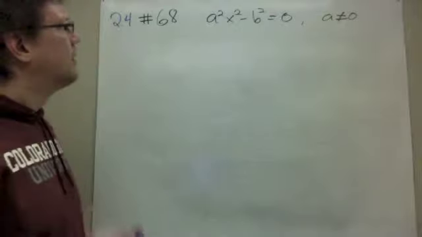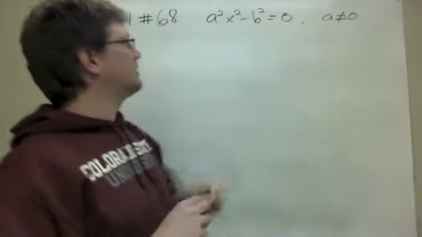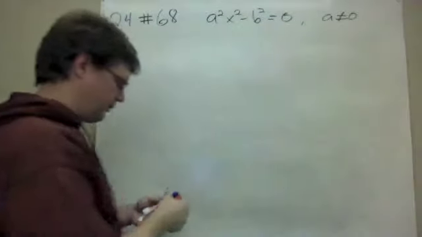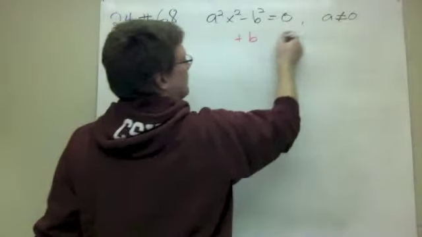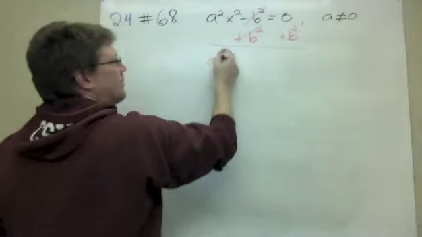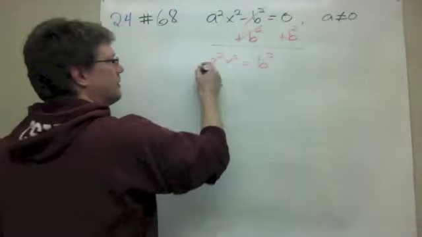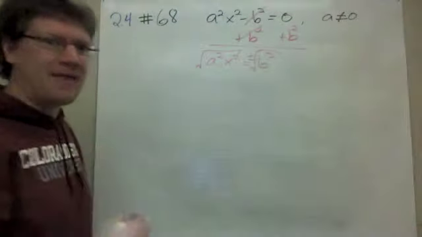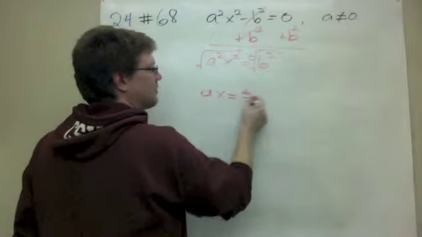The first one that I can see is that this is a square minus another square equal to 0. So I can add this to the other side and then take square roots. If I add b squared to both sides, that's going to cancel, leaving a squared x squared equal to b squared. Then if I take the square root, recognizing that I have to allow for both the positive and the negative, this gives me ax equal to positive or negative b.